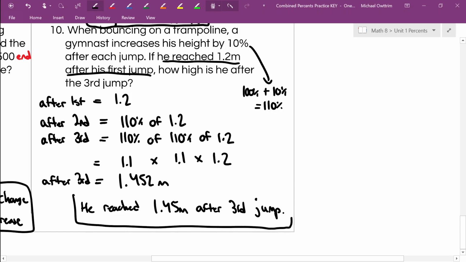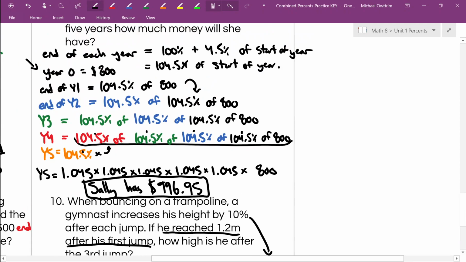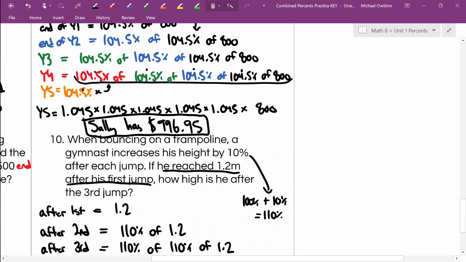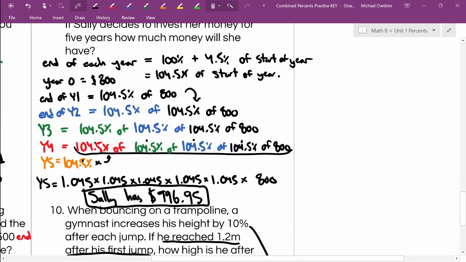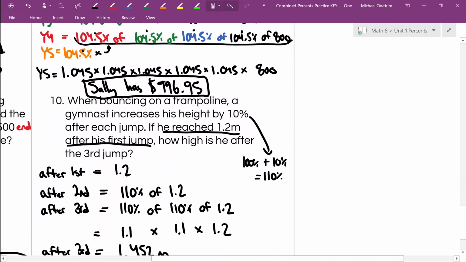So the difference between these questions is that in our interest question, they kind of gave us a year 0 before any interest had happened. And in this question, they told us after the first jump. So the importance there is just paying attention to how many of your increases do you need to get up to the value that they're asking. Here, for after the third jump, we've only had 2 increases on our 1.2, whereas here, after the 5th year, we did have 5 increases of our 4.5. So just keep that in mind.